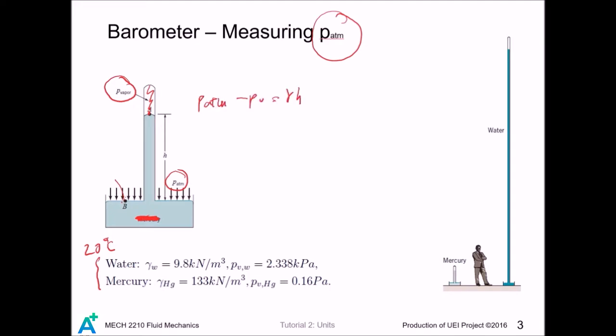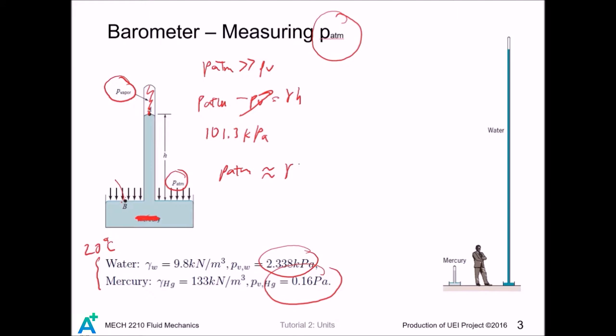If the surrounding pressure is exactly atmospheric pressure, and that is 101 kilopascal, if the barometer is made of water or mercury, then the vapor pressure is negligible, since P_atm is much greater than P_v. Now we have P_atm approximately equals gamma h. So h approximately equals P_atm divided by gamma.